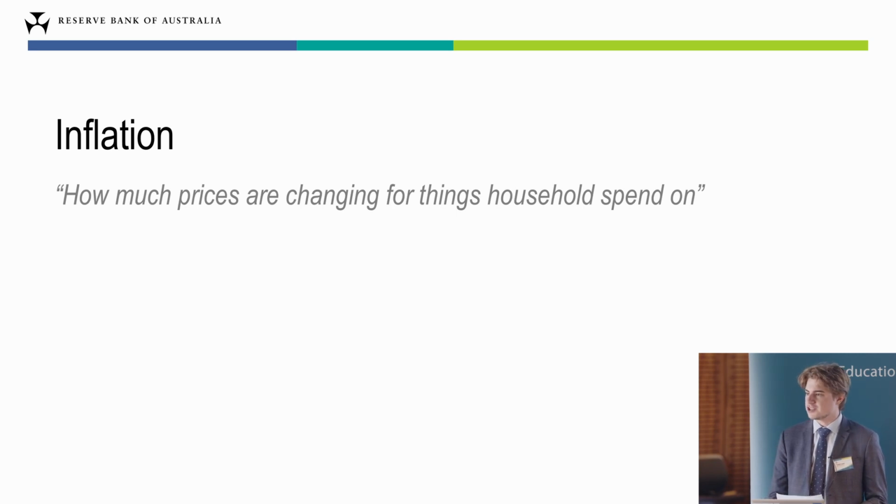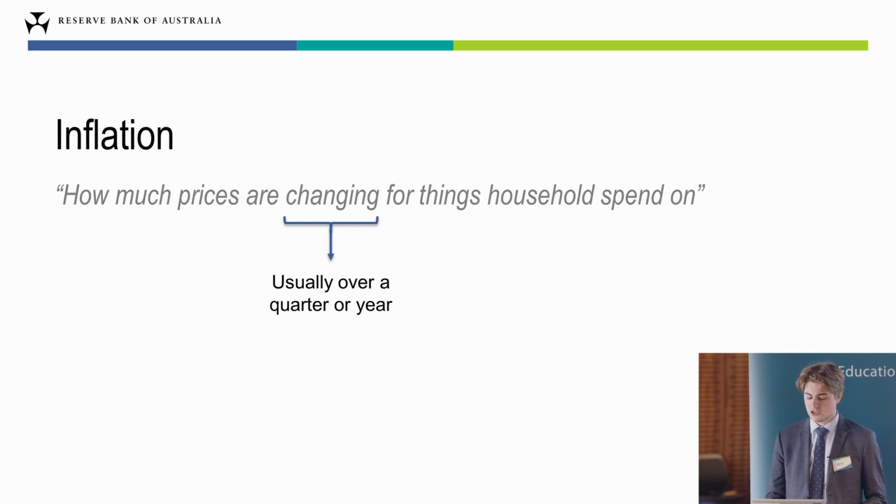When we talk about inflation rates, the change that we're talking about is often a change over the year. So for example, the Reserve Bank's inflation target of 2 to 3% is a target for inflation over the year. But we also often talk about changes in the quarter, typically when we want to focus on a more recent development.